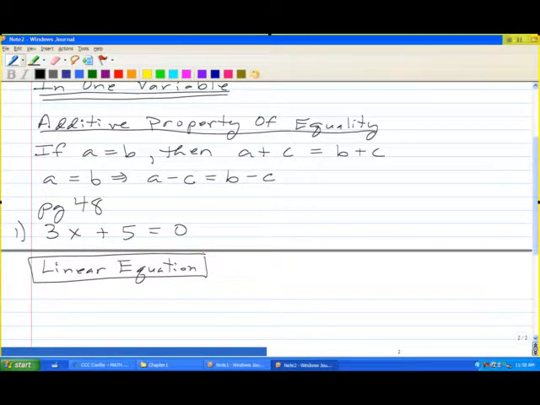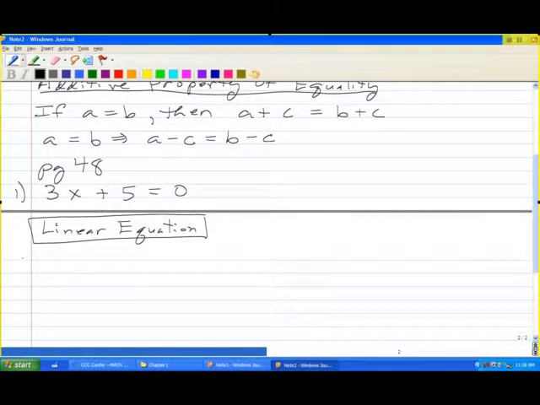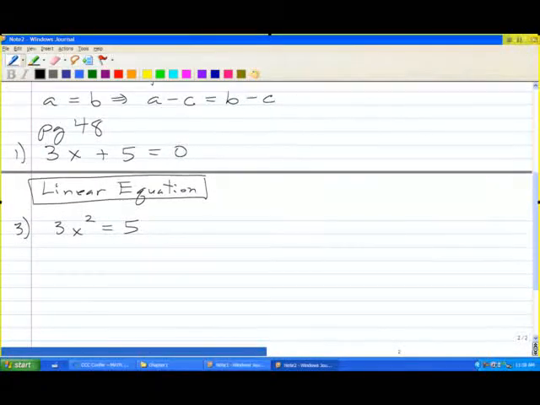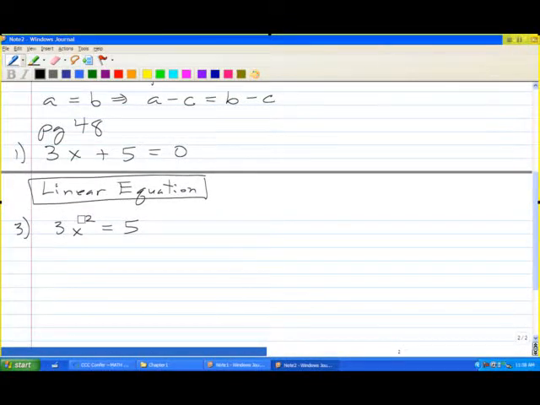Let me look at problem number 3. 3x squared equaling 5. Now, when I look at this, notice that I have an exponent of 2 on the variable. And since I have this exponent on the variable, this is not a linear equation in the particular variable x.